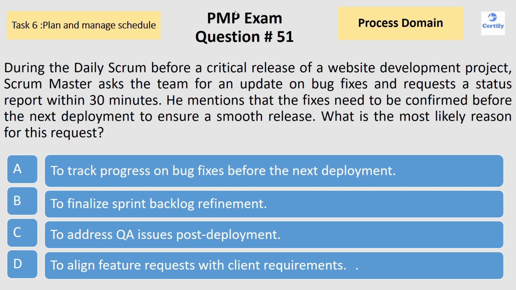During the daily scrum before a critical release of a website development project, the Scrum Master asks the team for an update on the bug fixes and requests a status update within 30 minutes. He mentions that the fixes need to be confirmed before the next deployment to ensure a smooth release. What is the most likely reason for this request?